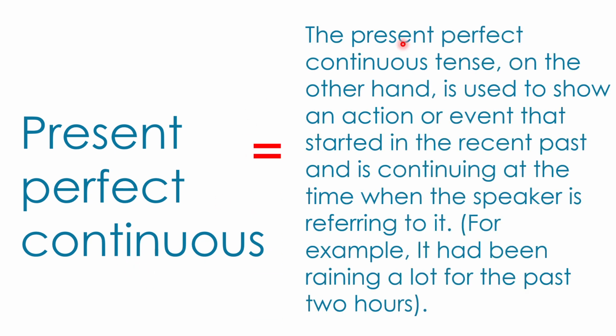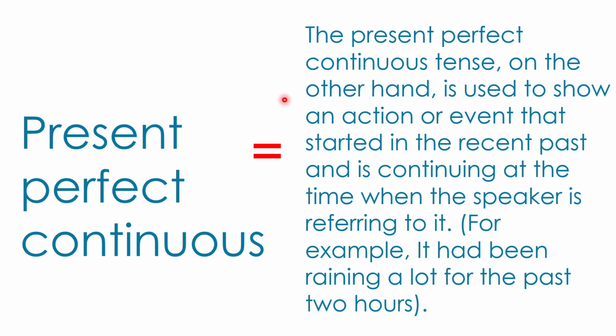Let's move on to the present perfect continuous. The present perfect continuous tense, on the other hand, is used to show an action or event that started in the recent past and is continuing at the time when the speaker is referring to it. So, for example, it had been raining a lot for the past 2 hours.